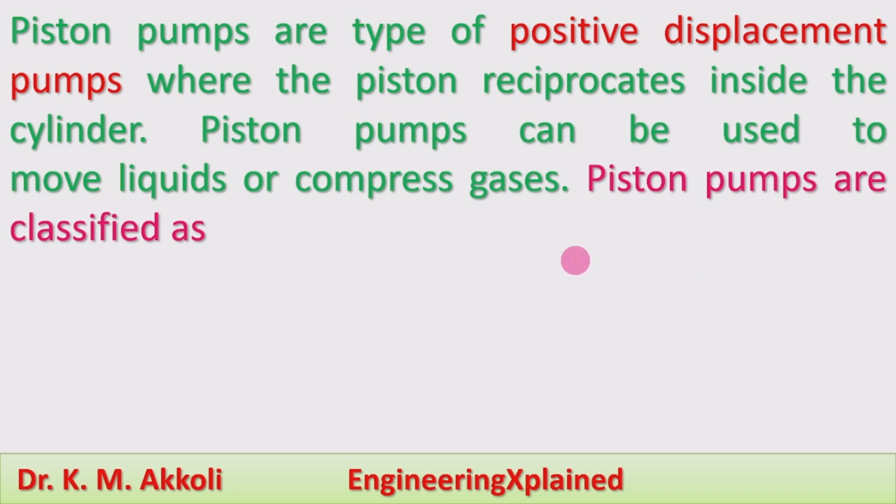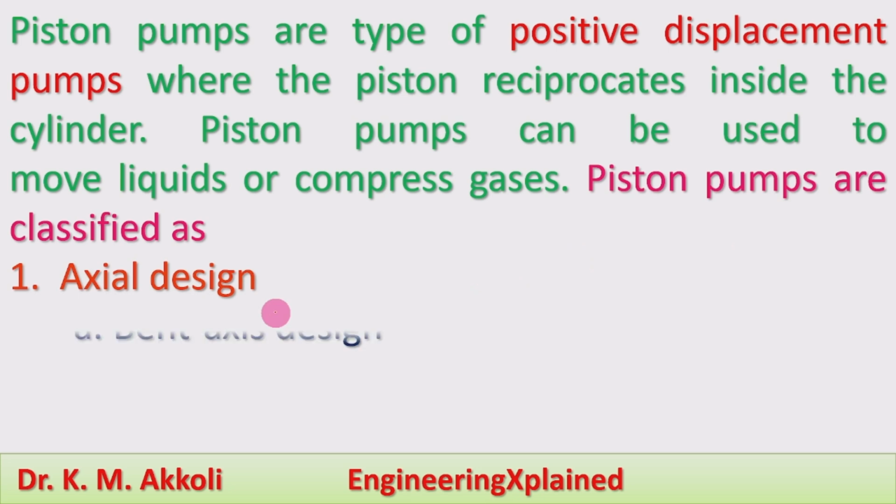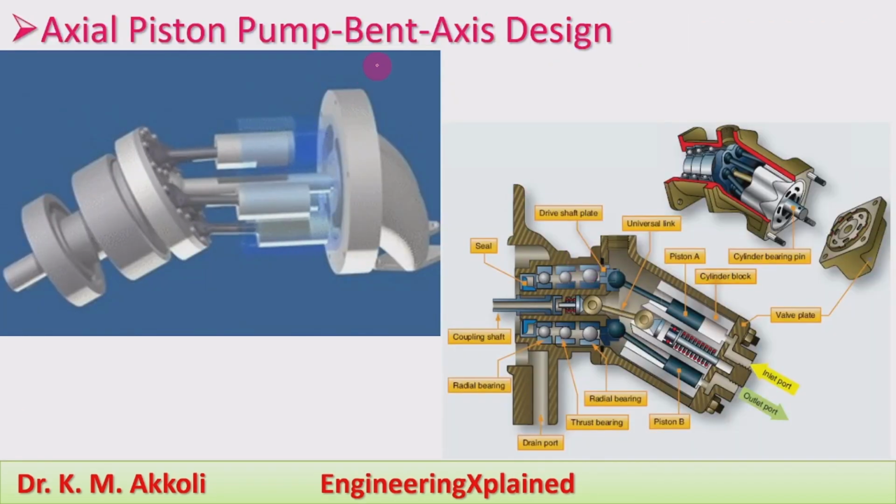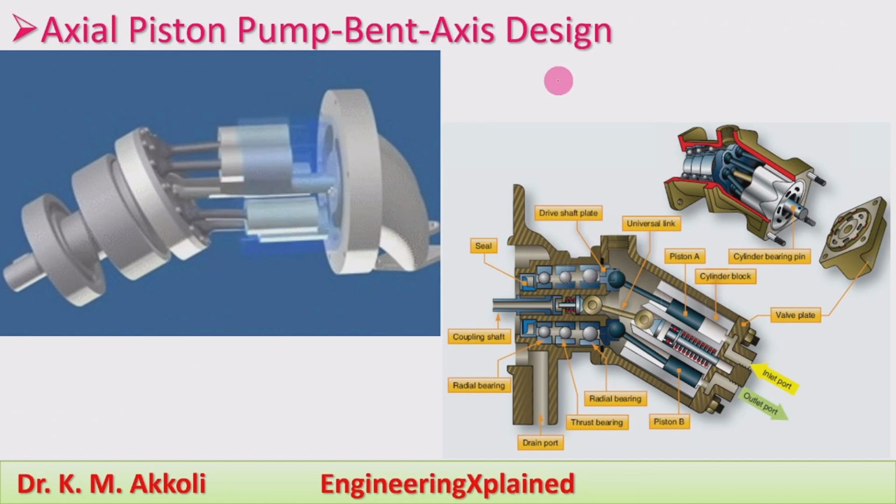Piston pumps are classified as axial design, which has two types: A, bent axis design, and B, swash plate design; and second, radial design. One by one, we will take the working of these pumps. The first one is the axial piston pump, bent axis design.